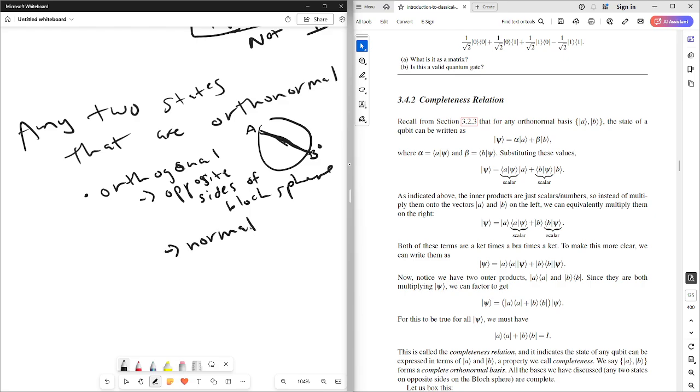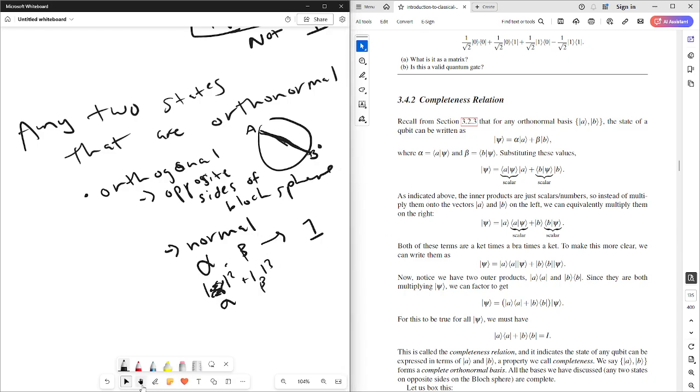So that is that for amplitudes alpha and beta, they have to be 1 when summed up when we take our norm squares. Whatever, that's an alpha, that's a beta.